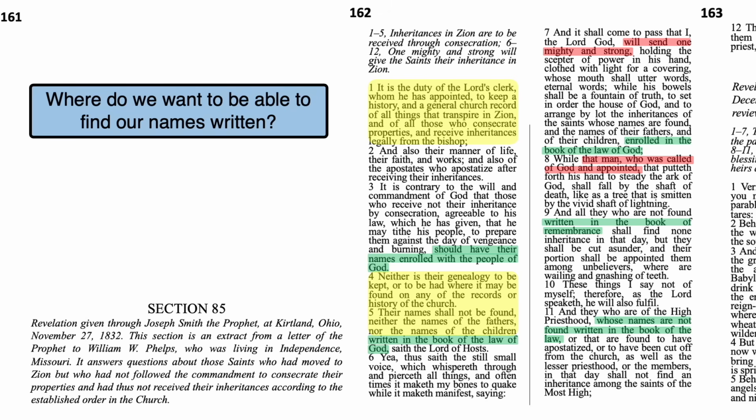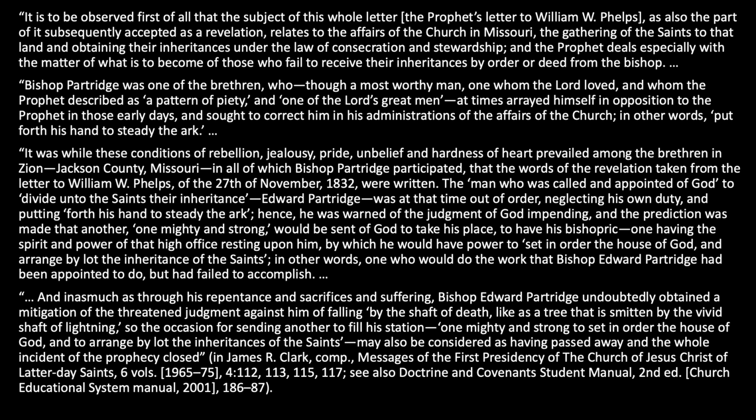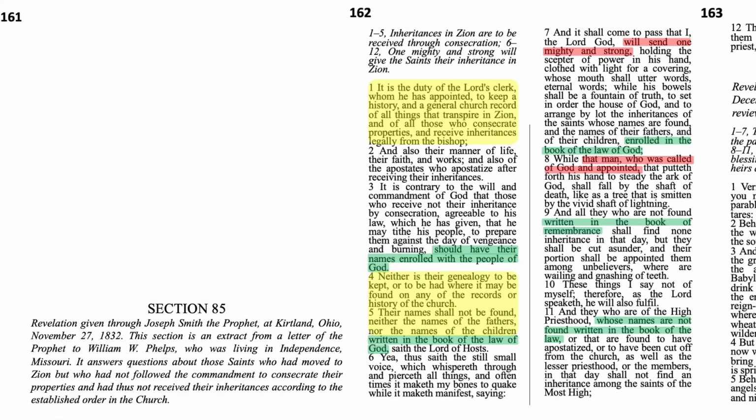If you're interested in reading that explanation, I'll provide it briefly here, but also place it in the video description below. I'm not sure, though, that I'd go into all of that as a teacher. I would want my students to understand what the scriptures mean by steadying the ark. Steadying the ark is one of the things that could possibly cause our names to be removed from the book of the law of God. But what does it mean to steady the ark?